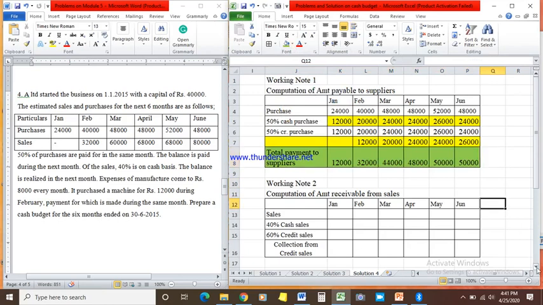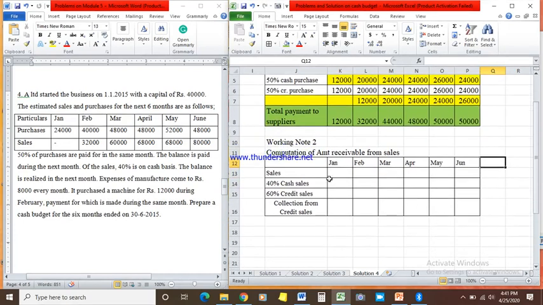Okay, so next one is about computation of amount receivable from sales. So what is the sales figure? January we don't have any sales, then directly we have February 32,000, March 60,000, April 68,000, May 68,000, June 80,000. Now out of the sales, 40% is cash sales and 60% is credit sales. So let me first bifurcate between cash and credit sales.